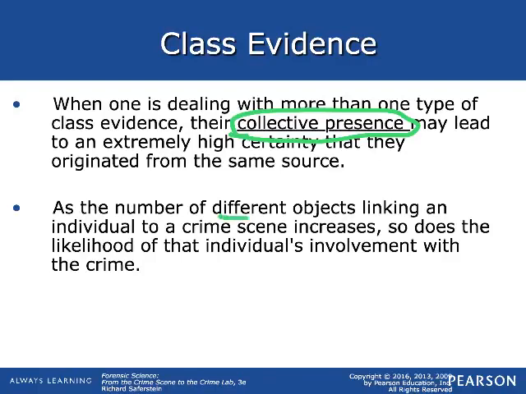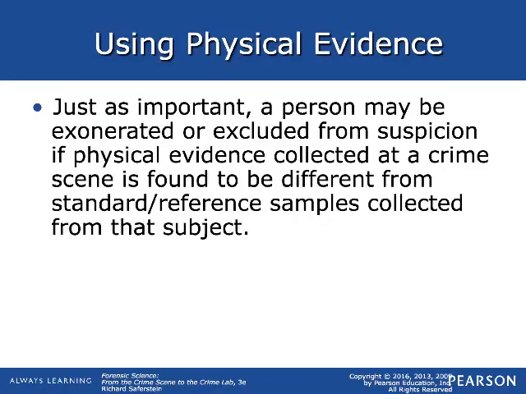So as the number of different objects linking an individual to a crime scene increases, so does the likelihood of that individual's involvement in a crime. So you're just adding pieces of evidence together. You can't just use one piece. Okay, now you also have to remember that a person may be exonerated or excluded from suspicion if the physical evidence collected at a crime scene is found to be different from standard reference samples that are collected from that subject. So you can remember that somebody could be exonerated too.